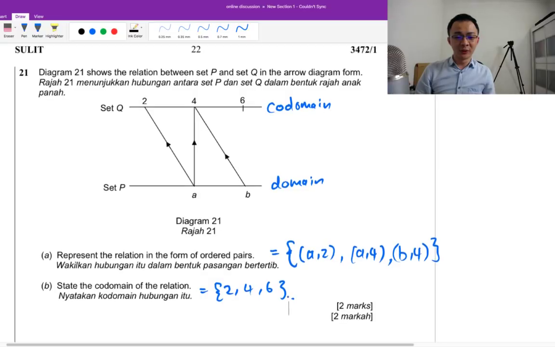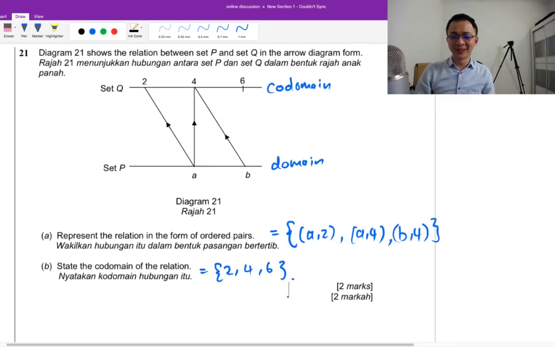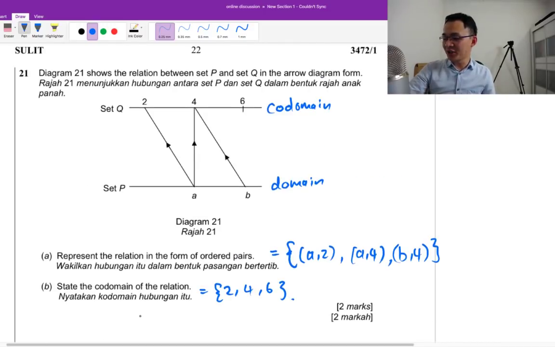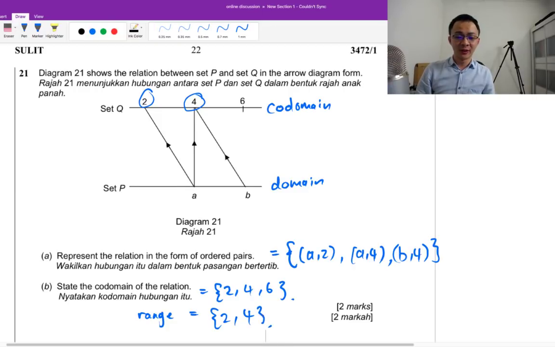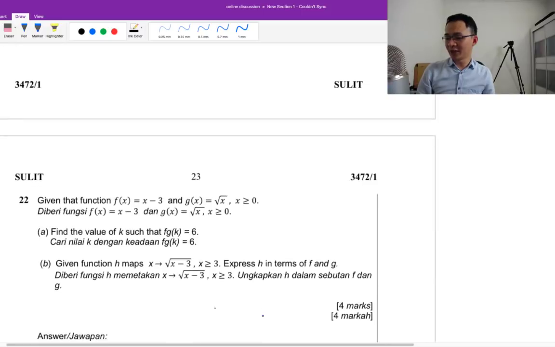Let's move on. But if the question asks about range, you must be careful. Range is only those numbers used in the codomain. In the codomain you have 2, 4, 6, but you only use 2 and 4. So this one will be the range. If the question asks for the range, it will be 2 and 4 only. Alright, let me move on to the next one.